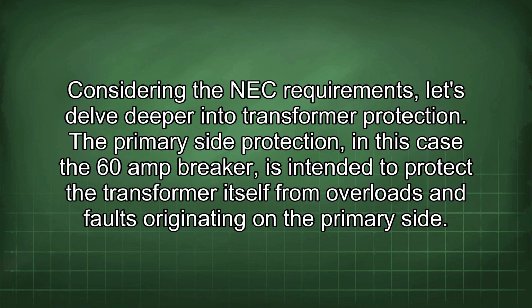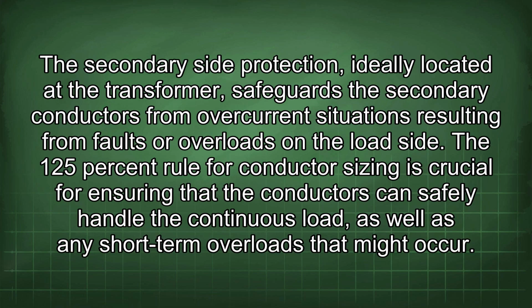The primary side protection, in this case the 60 amp breaker, is intended to protect the transformer itself from overloads and faults originating on the primary side. The secondary side protection, ideally located at the transformer, safeguards the secondary conductors from overcurrent situations resulting from faults or overloads on the load side. The 125% rule for conductor sizing is crucial for ensuring that the conductors can safely handle the continuous load, as well as any short-term overloads that might occur.